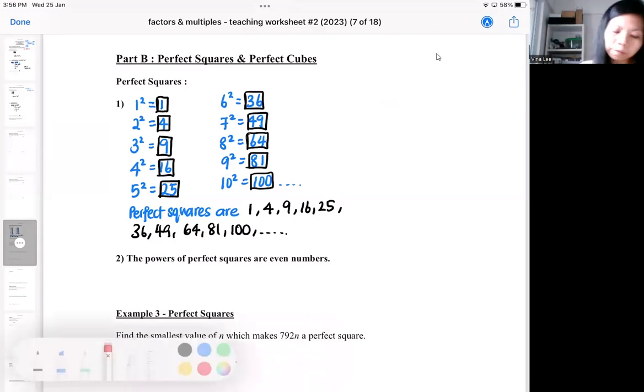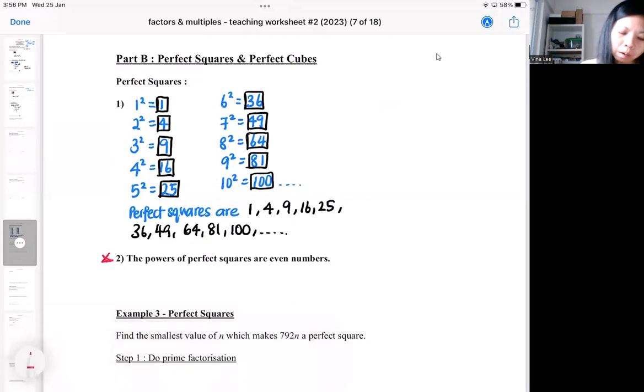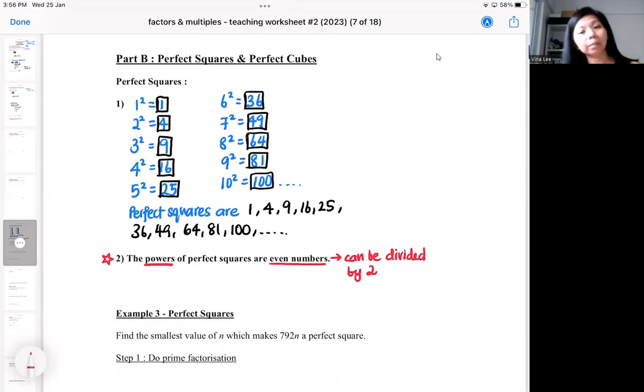One of the important features is that the powers are all even numbers. That means the powers can be divided by 2. Remember when we take a square root, we divide the powers by 2. So for a perfect square, the powers must be able to be divided by 2. That's one of the features of being a perfect square. This is an important feature for you to answer a lot of questions.